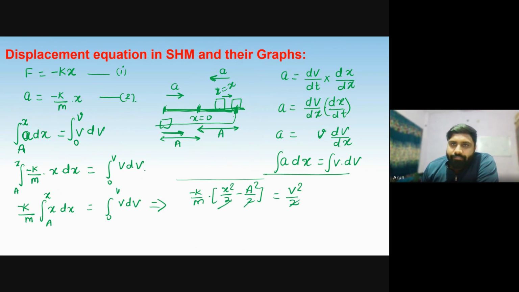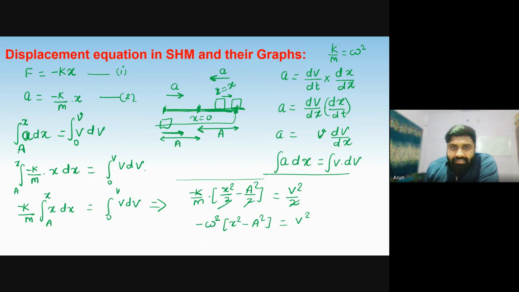Now this k by m, I will tell you further. This k by m is nothing but omega square. Omega is the angular frequency. So I will relate it in the next slide. Sorry, k by m is omega square, so we have minus omega square times x square minus a square equals v square. Got it?